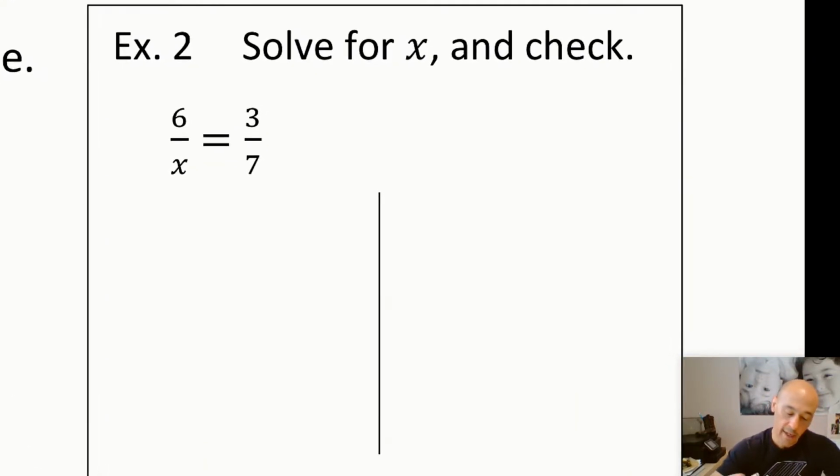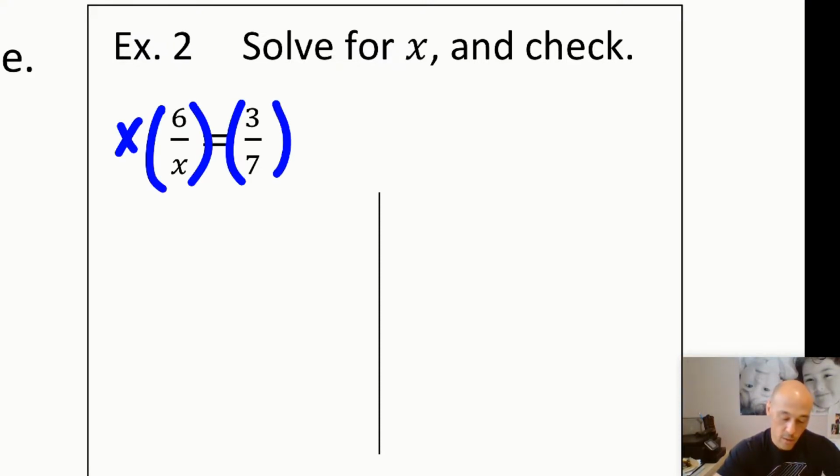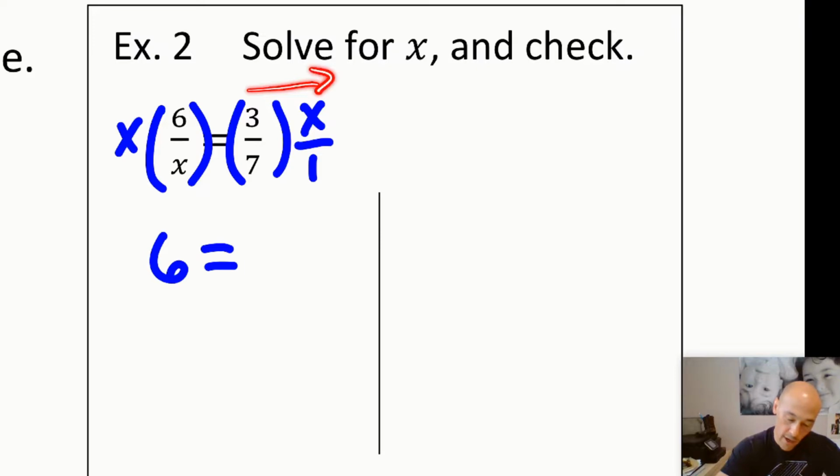We're going to solve and check again. So now here, we're going to do the same thing, but first we're going to have to multiply both sides by x, or x over 1, same thing. On the left, we've got 6, that's all that's left. And on the right, multiplying across the numerators and the denominators, we have 3x over 7. 3 times x is 3x, 7 times 1 is 7.